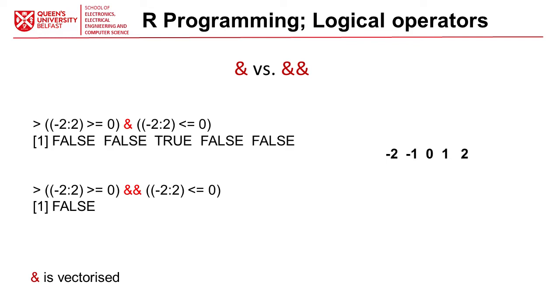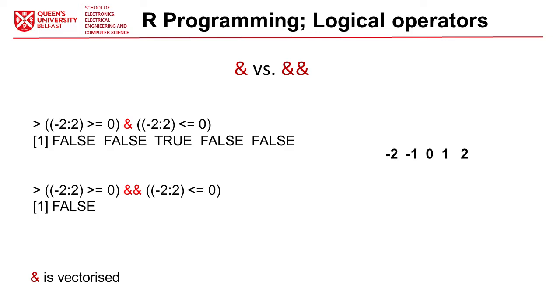the single ampersand is vectorized. It means it provides you all the individual results of comparing the logical expression on these vectors. For instance, -2 is not greater than 0, so it's going to be false. Again, for this one, -2 less than 0 is true, false and true, creating false. Again, the second one, -1 greater than 0, no, false. -1 less than 0, yes, true.